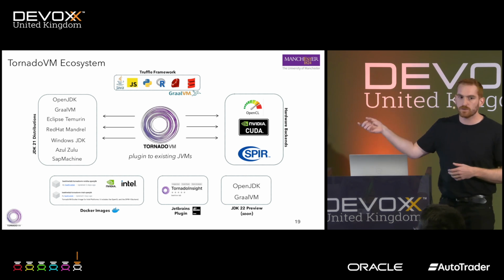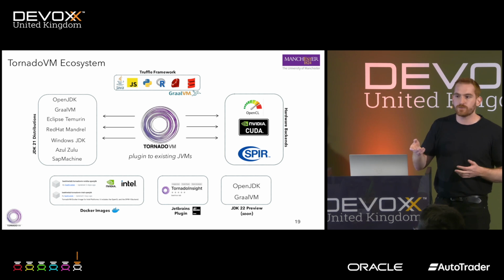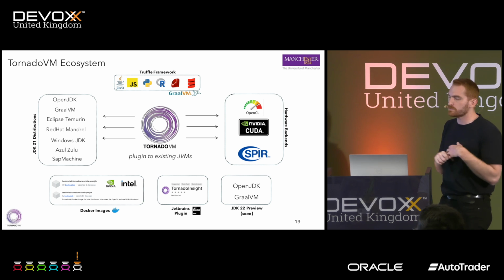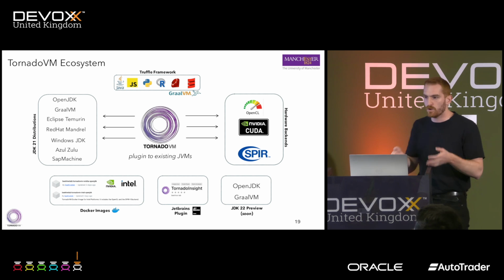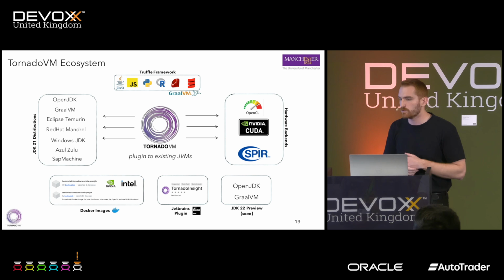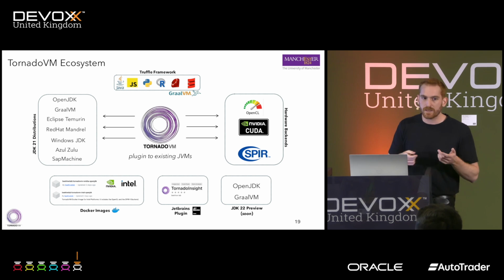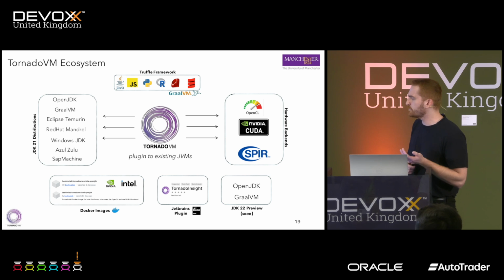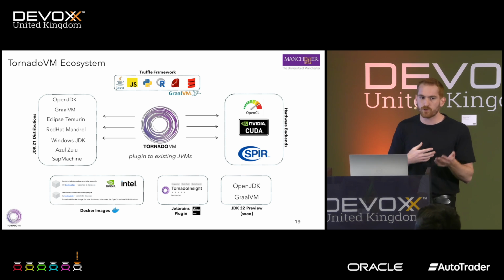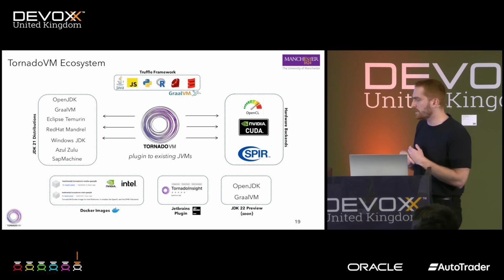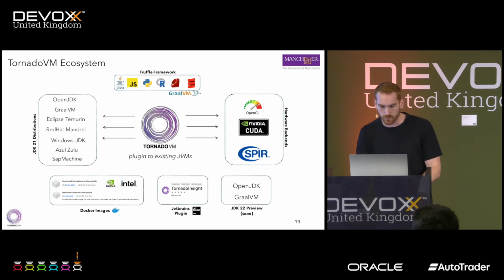And because it's built on top of Graal, you can use Truffle and then find yourself running JavaScript, Python, Ruby, R, Scala onto the GPU as well through the same APIs. It has Docker images for NVIDIA, Intel, and a plugin for IntelliJ that gives you some programming hints and smooths the transition on its programming model. And soon it's going to have support for JDK 22 as well.